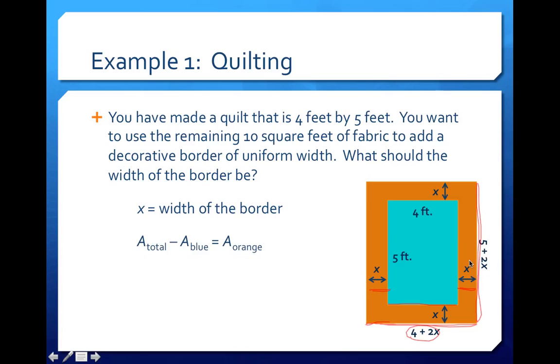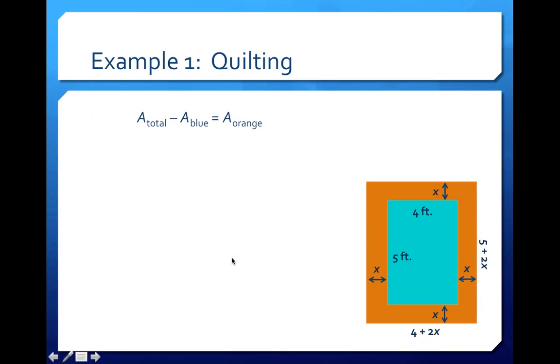So what I'm interested in is figuring out how to get the orange part to equal the 10 square feet. Okay, and so I've decided to take the area of the entire quilt and subtract the area of just the blue part, and that should leave me the area of this orange border part. Okay, so if that's what I'm trying to do, I need to use the expressions that will let me do that.